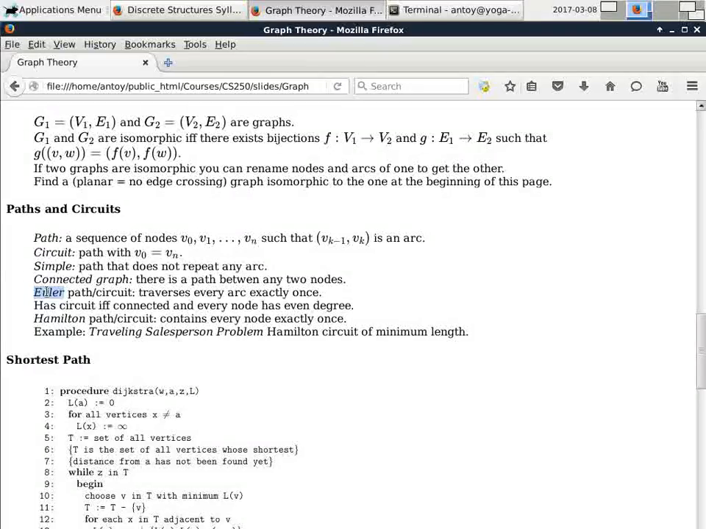What's the difference between that and simple? Or is it just because in the Euler you have to go to every... Right, you have to go over each one. So it's a simple circuit that includes every edge.